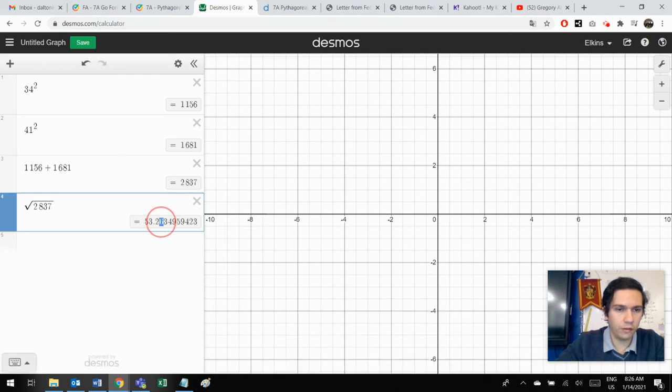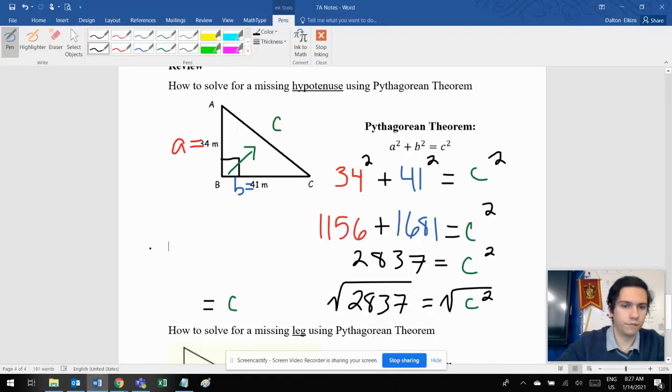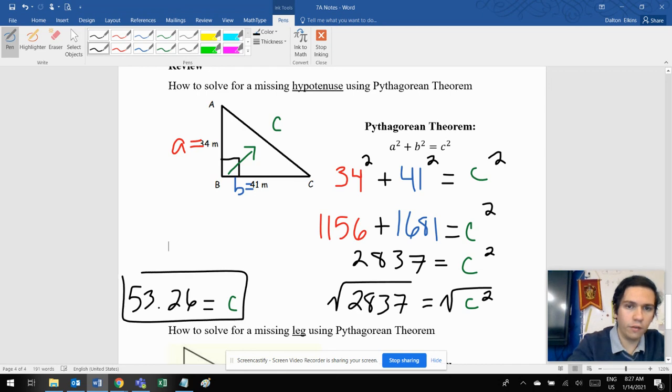53.26. I'm going to look to round it to 2 decimal places. So its neighbor is a 3, which is not 5 or greater. So we will round it down by just cutting this piece off here, leaving me with 53.26. 53.26 is my final answer. So I know this length here is 53.26. And that is how we solve for a missing hypotenuse using Pythagorean theorem.